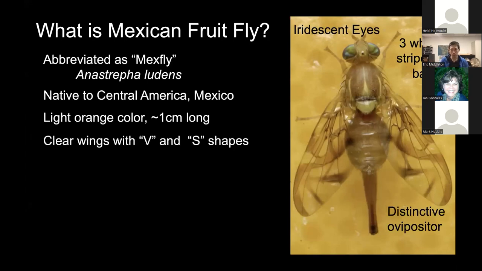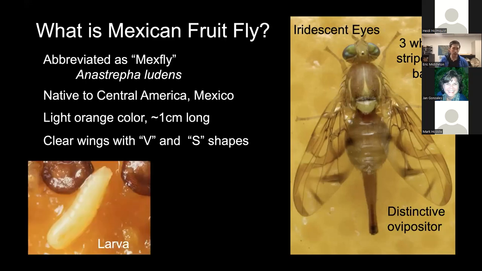And then another characteristic thing about this species of fruit fly is that they have these clear wings with sort of V and S shapes in a bit darker sections on the wings itself. So you can kind of make it out here. Some flies, you can see it a bit more than others, but basically they have these kind of wavy patterns that are translucent and a little bit darker that do resemble both a V and an S shape.